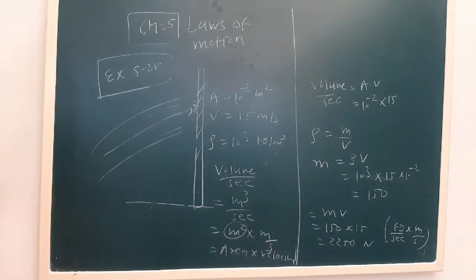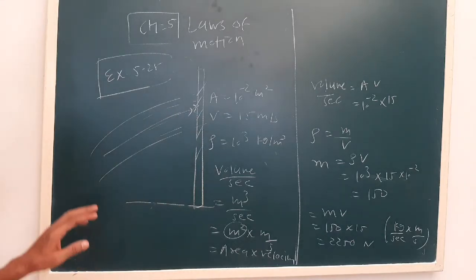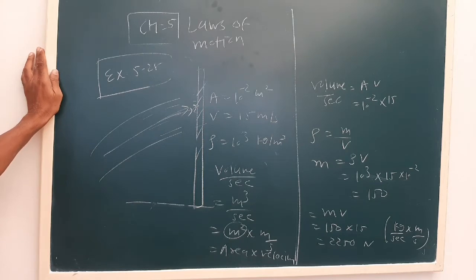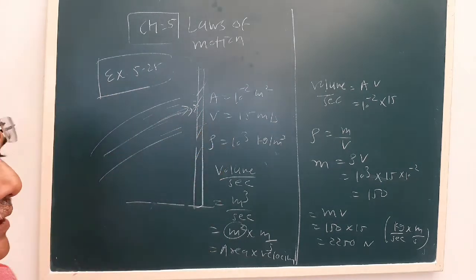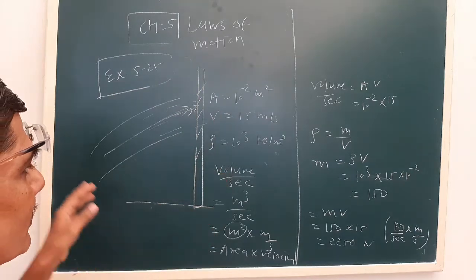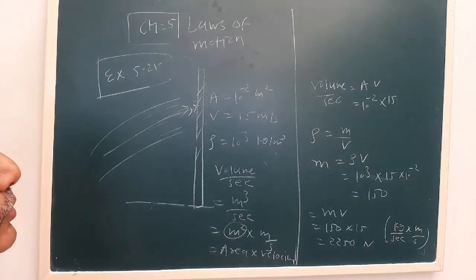Okay, so this is a little bit different from what we have done so far. See, here the water is coming out from the pipe of area 10 to the minus 2 meter square with the velocity of 15 meter per second. It collides with the wall. What is the force exerted by the flow of the water on the wall? So we have to do some juggling here.